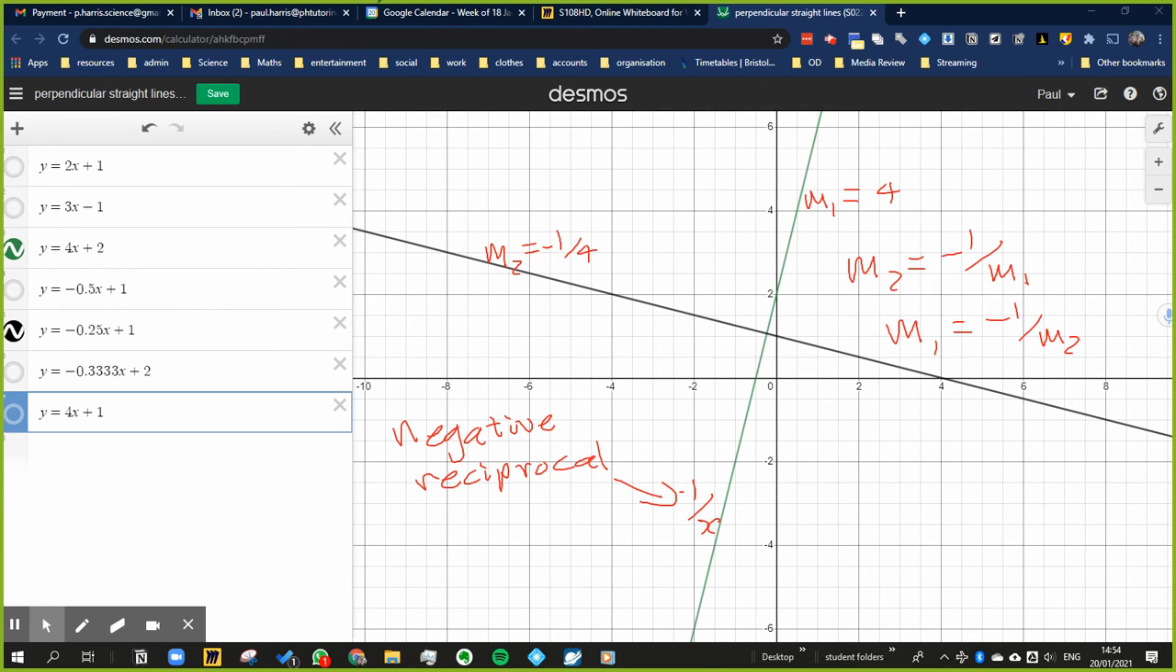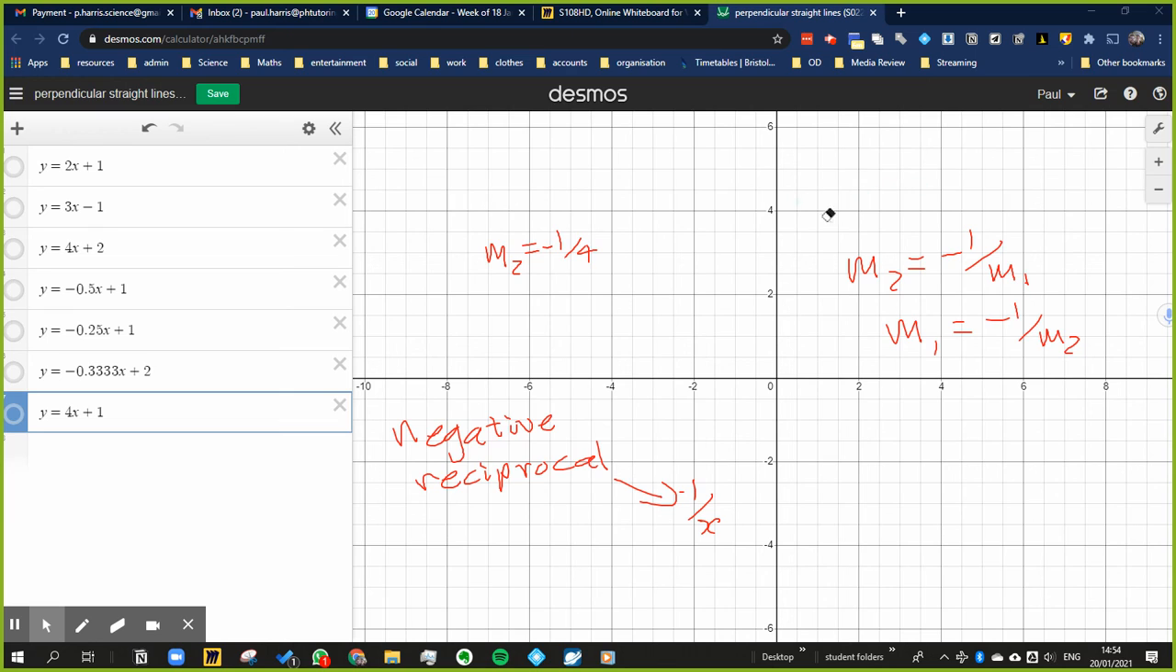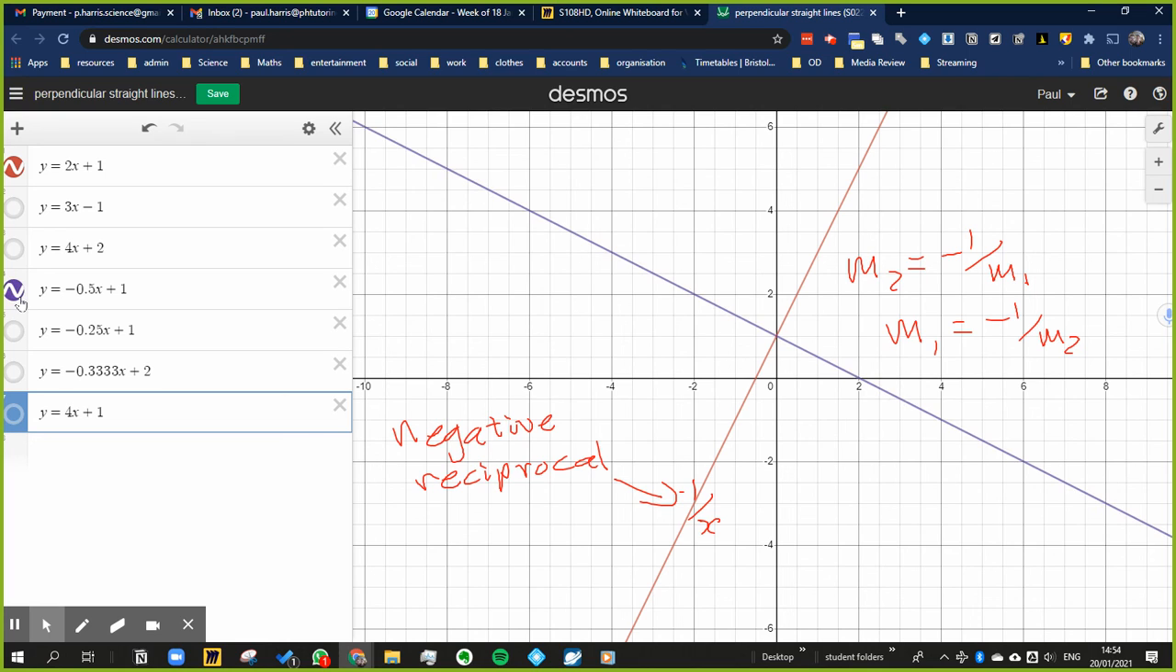So we can do this if we look at any other two graphs. Let's get my mouse again, and maybe we'll just clear the relevant things here. So yeah, if we turn that one on, that's got a gradient of 3. So this one would be the one that has a negative reciprocal, negative 1 over 3, and it's perpendicular. And then this one's got a gradient of 2. This one would be negative 1 over 2, and there we go.